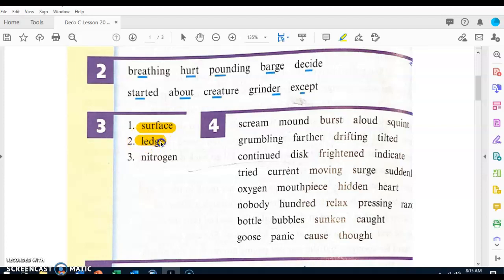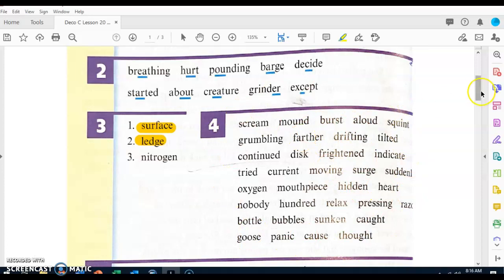Touch word number 3, boys and girls. Word number 3. Get ready. Nitrogen. Nitrogen is a gas that has no smell or no color. Everybody, what is nitrogen? Think about it. Get ready. A gas that has no smell or color. Let's go ahead and move on to part number 4.